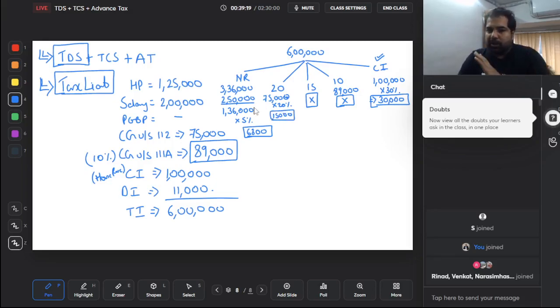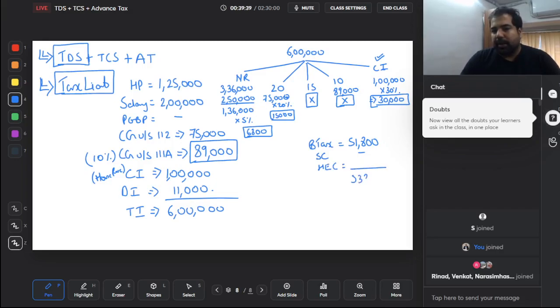Now have we got all the 5? So just total it up. 15,000 plus 6,800 plus 30,000 is 51,800. That is your basic tax. Yes, 51,800. No surcharge, but there will be cess, HEC. So total it up into 104%, it is 53,872.